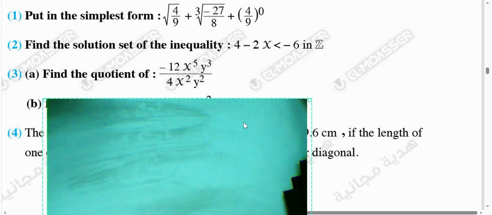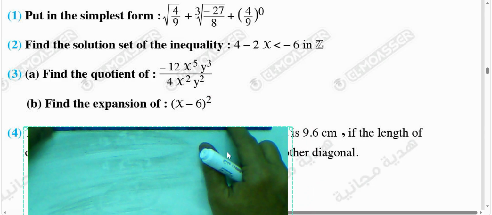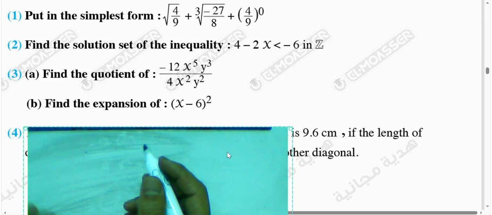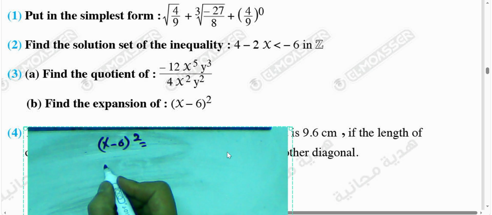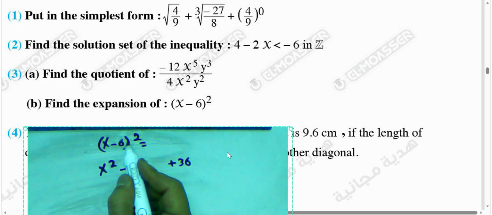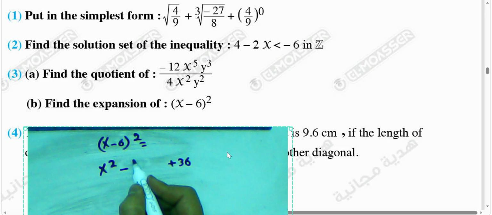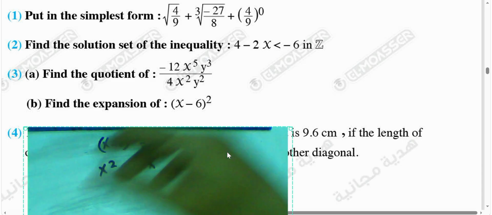Next question. Find the expansion of (x minus 6) to the power 2. We have the first term to the power 2 and the second term to the power 2, and the middle is first times second times 2. 2 times 6 is 12, times x. The result will be negative 12x. Okay. Next question.